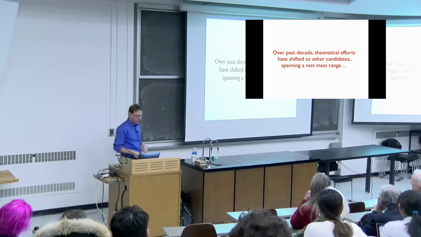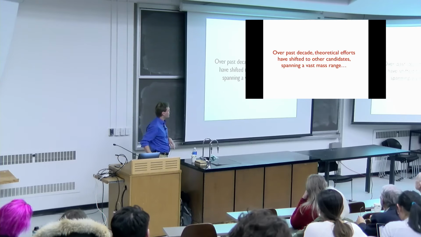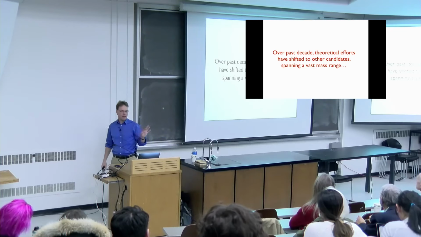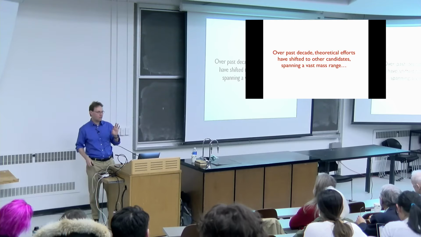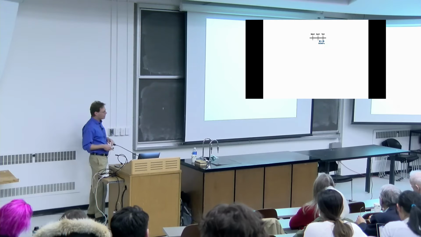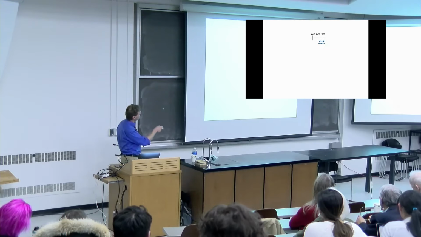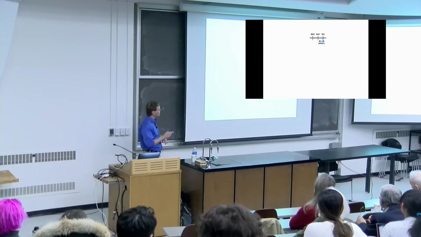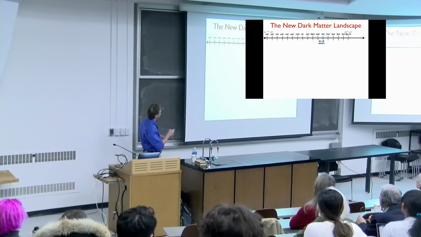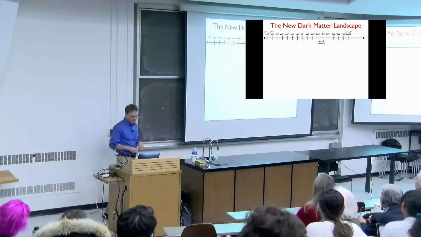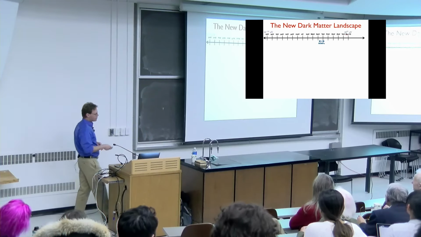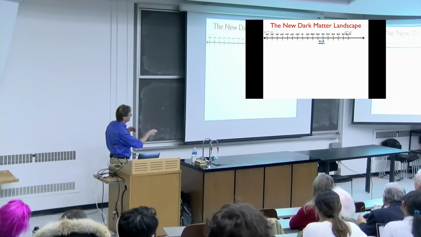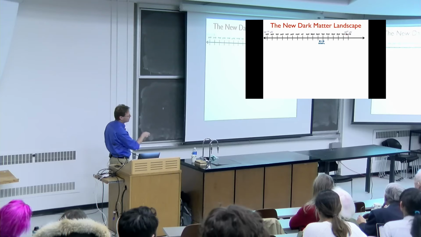Now, over the past decade, the theoretical efforts, and now also experimental efforts, have shifted to other dark matter candidates that span a very large mass range. Instead of only considering this mass range here, we're pretty sure dark matter has to be somewhere along this mass range. So there's this huge mass range from 10 to the minus 21 eV for a fundamental particle up to the Planck scale, essentially.